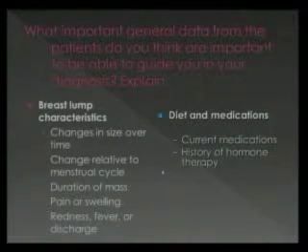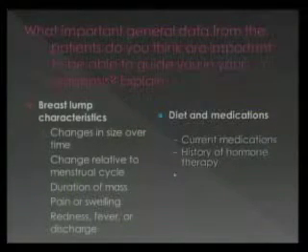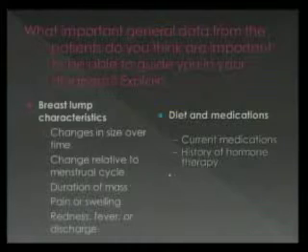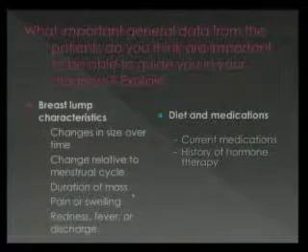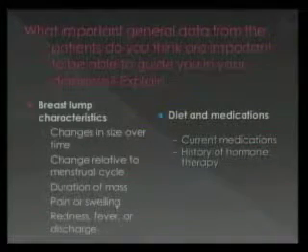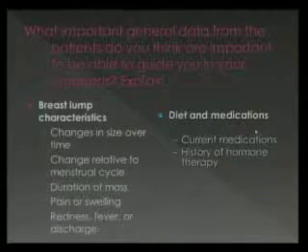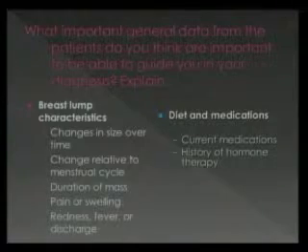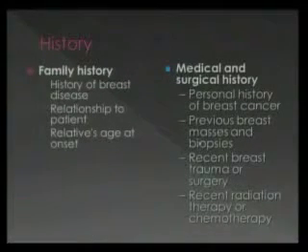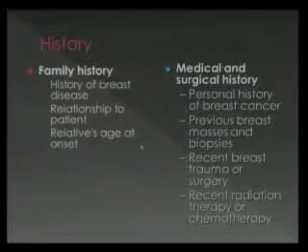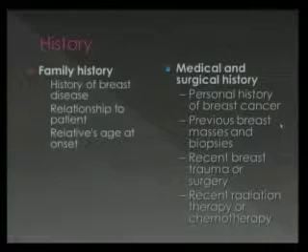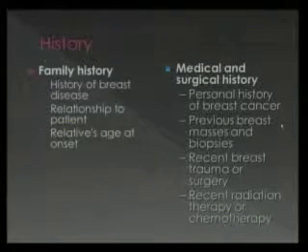What you want to talk about is the breast lump characteristics. Were there changes in size over time? Changes related to the menstrual cycle, duration of the mass, pain or swelling, redness, fever, or discharge from the mass. You also want to talk to them about their diet and medications. Next, you want to talk about family history, and we've already talked about this, and her medical and surgical history. Has she had any operations or trauma to the breast?